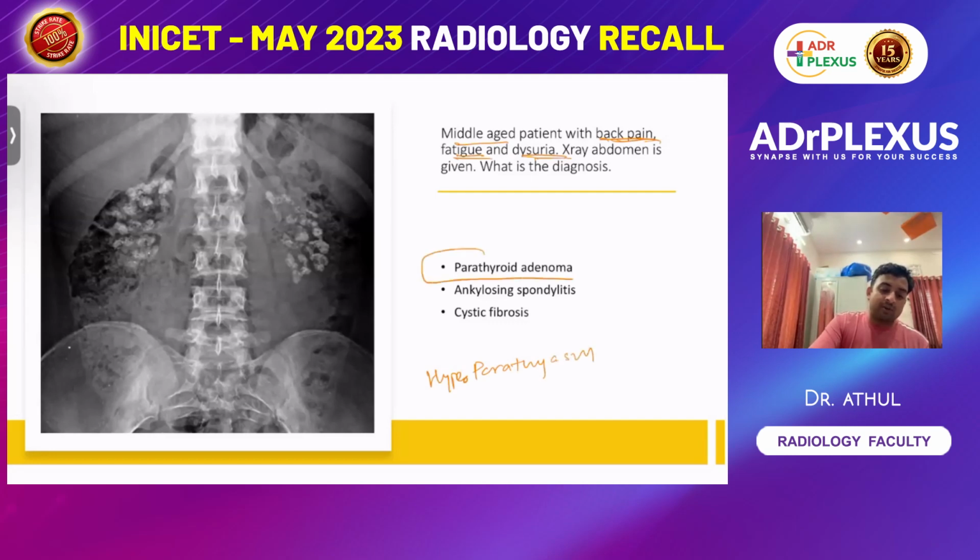The most common cause of primary hyperparathyroidism is parathyroid adenoma. Here the patient was having bone pain, dysuria, fatigue, and all these things, so it was a direct question. It was not a case of ankylosing spondylitis, nowhere related to cystic fibrosis. When you find bone pain, renal stones, or medullary nephrocalcinosis, you have to understand that this is a case of primary hyperparathyroidism, most probably because of a hormone-secreting parathyroid adenoma. I hope that is clear.